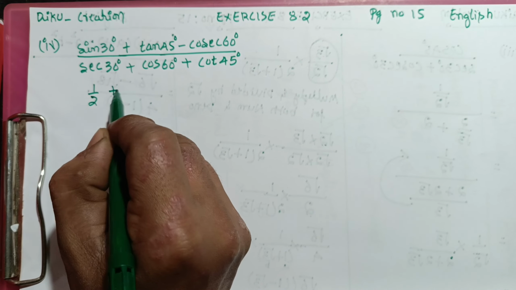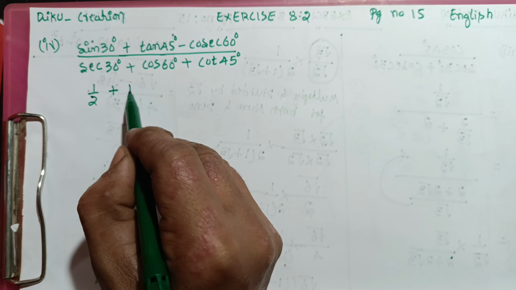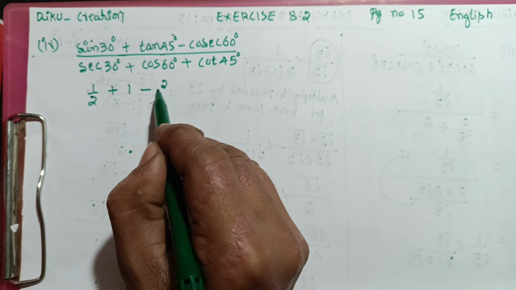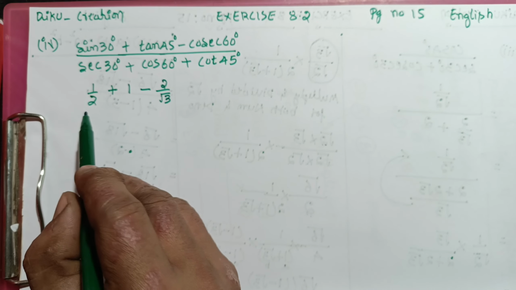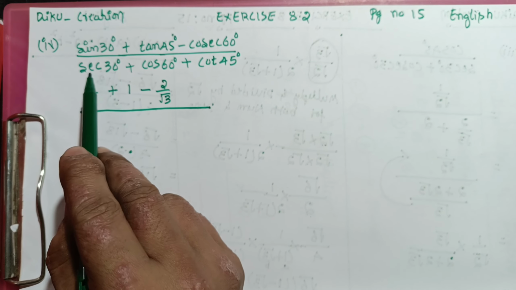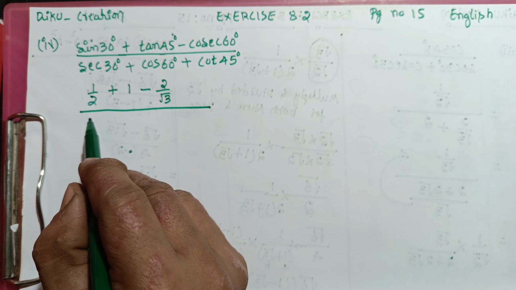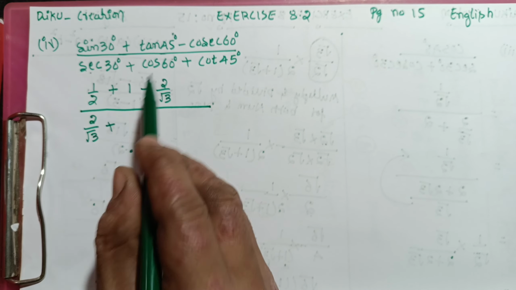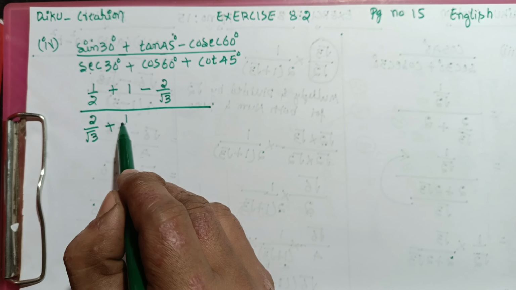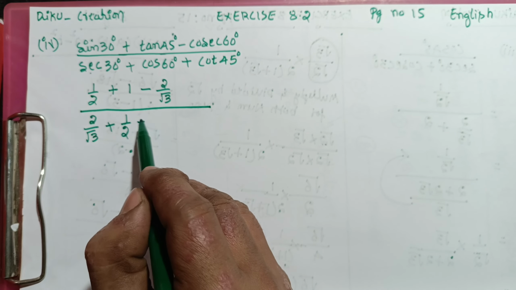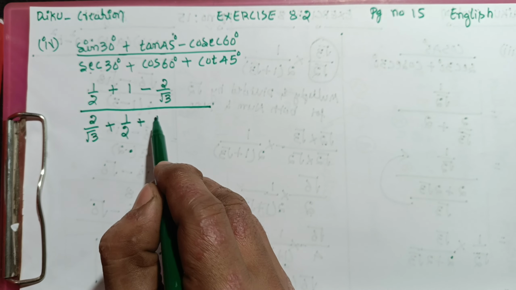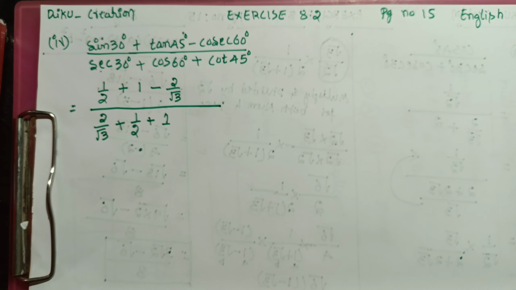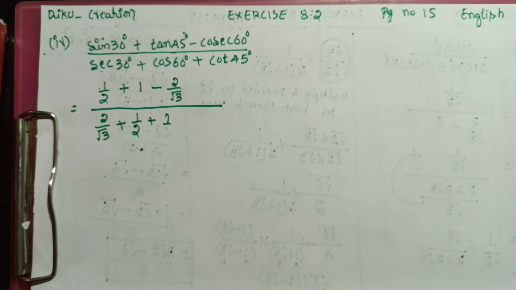Here it is a plus, I will write plus. Tan 45 degree value is 1, minus cosecant 60 degree value is 2 divided by root 3. So divided by secant 30 degree value is 2 divided by root 3 plus cos 60 degree value is 1 by 2 plus cot 45 degree value is 1. In the first step I just substituted all the values. Now I need to simplify them.